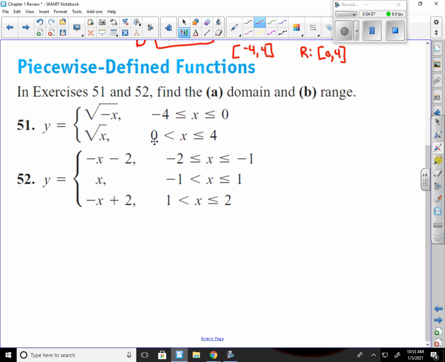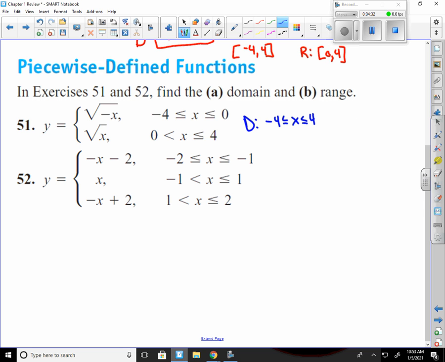And additionally here, if I'm going from 0 to 4, I can always take the square root of these positive numbers. So our domain in this case, I said domain and wrote range, our domain in this case is going to be negative 4 is less than or equal to x, which is less than or equal to 4.